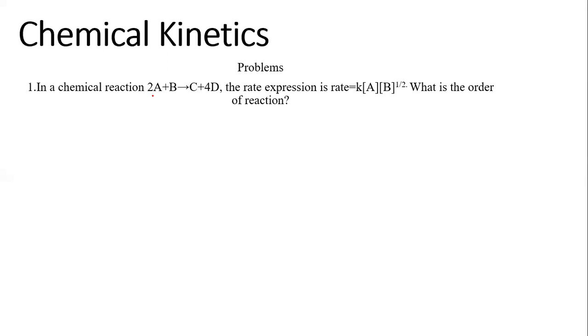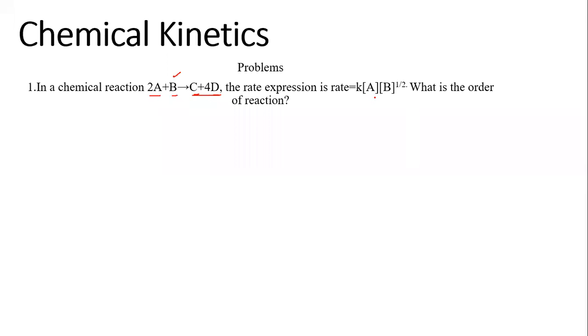Here is an equation: 2A plus B gives rise to C plus 4D. We are not concentrating on C and D because you can take either side, reactants or products. Here we are concentrating on the reactants. The rate expression is rate equal to K into [A] into [B]. Here square bracket indicates molar concentration.